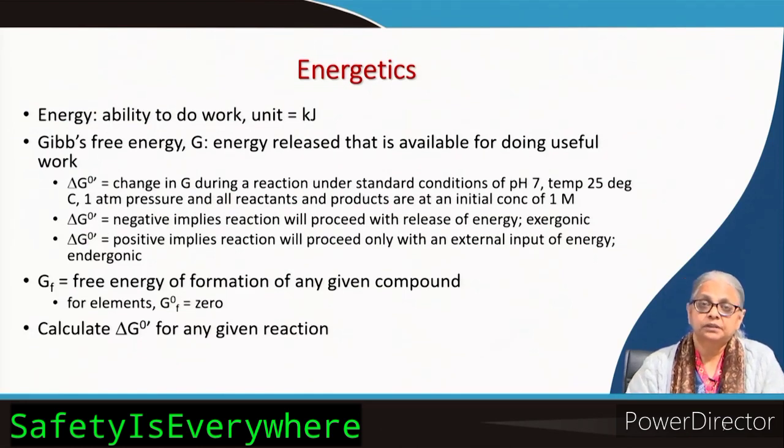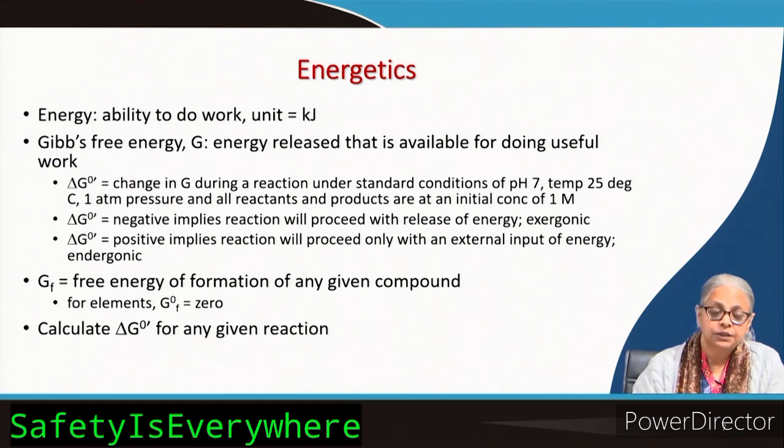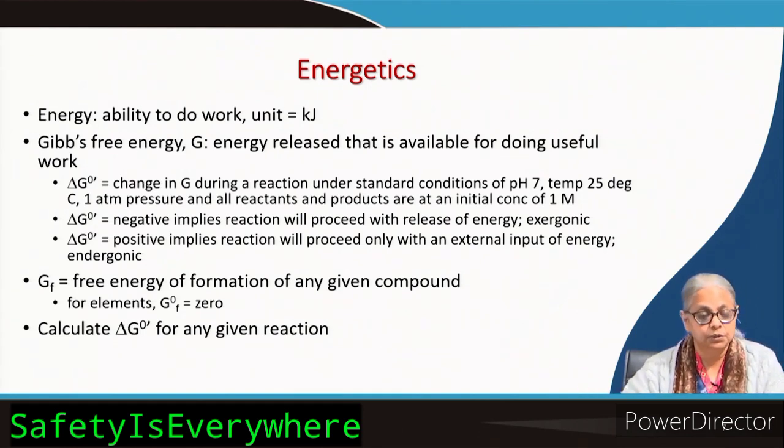Let's now come to another aspect, and that is energy. So how does the organism derive energy? What is the form of this energy? So let's revise something that you already know, and that is, what is energy? Energy is the ability to do work. We measure it in units of kilojoules. In the older textbooks, you will find kilocalories. You know how to convert kilocalories to kilojoules. Gibbs free energy, abbreviated as G, is the energy released that is available for doing useful work.